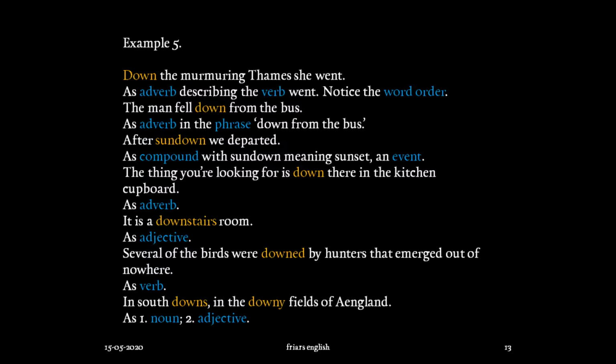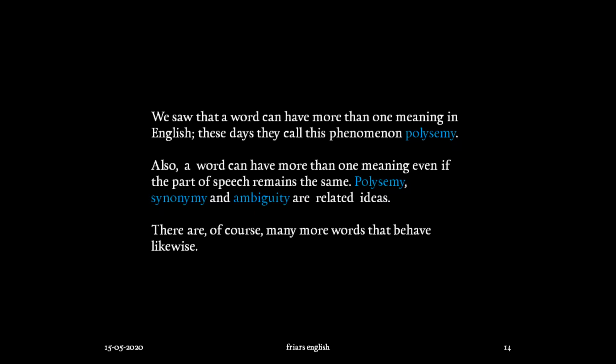Let's summarize what we've looked at today. We saw that a word can have more than one meaning in English. These days, they call this phenomenon polysemy. Also, a word can have more than one meaning even if the part of speech remains the same. That is, if it is a noun, it can have different meanings. A word can refer to different shades of meaning, let us say, even if it is a noun and in different contexts. Polysemy, synonymy, and ambiguity are related ideas, and we'll discuss them when we discuss topics from literature and so on.